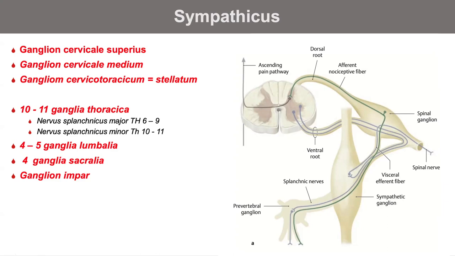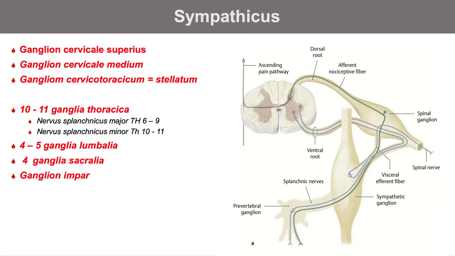So remember that those fibers have not only the visceromotor fiber, which means the motor pathway, but also the visceral afferent fiber that enters the spinal nerve via the white communicating branch. It synapses at the dorsal root ganglion or spinal ganglion, and then it reaches the dorsal horn of the gray matter of the spinal cord.